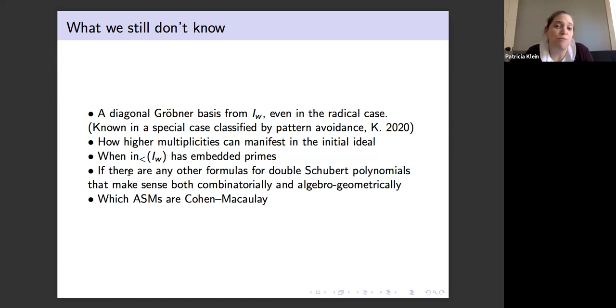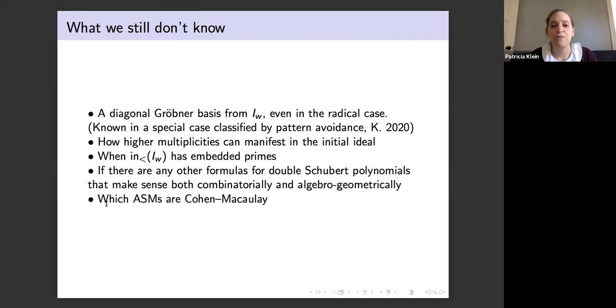We also don't know, aside from Gröbner degeneration, are there other ways of understanding double Schuberts or Schuberts that would otherwise feel algebra geometrically natural to us? There are a lot of combinatorial formulas, and to the best of my knowledge, a lot of them don't have any algebra to go with them. In the Cohen Macaulay setting, we know from Fulton, and then I guess again from Knutson and Miller, that all matrix Schubert varieties are Cohen Macaulay, but we don't know when their intersections are.